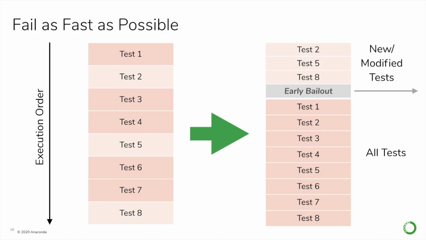Oftentimes features are self-contained, and so you want to first check: does the feature actually work with the new tests or the modified tests that you've made? And if it doesn't, there's no point in running the whole rest of your test suite. You should go fix that problem first. Speeding this loop up is huge, and this is a big improvement we've made in the NumPy test suite: to use Git to find all the test files that have been modified and run all of them first, and then run all the tests.